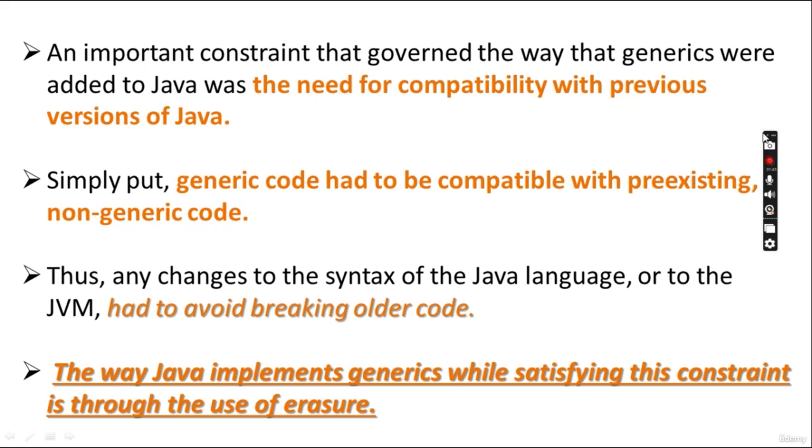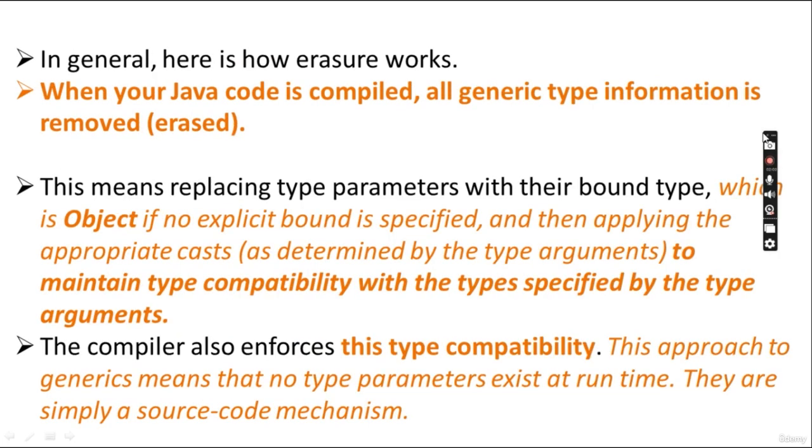Any changes to the syntax of the Java language or to the Java virtual machine had to avoid breaking older code because of generics. The way Java implements generics while satisfying this constraint is through the use of erasure. What is the constraint? It has to avoid breaking older code, and it is implemented by use of erasure. Here is how erasure works. When your Java code is compiled, all generic type information is removed. Okay, so it will be compatible with the older versions of Java.